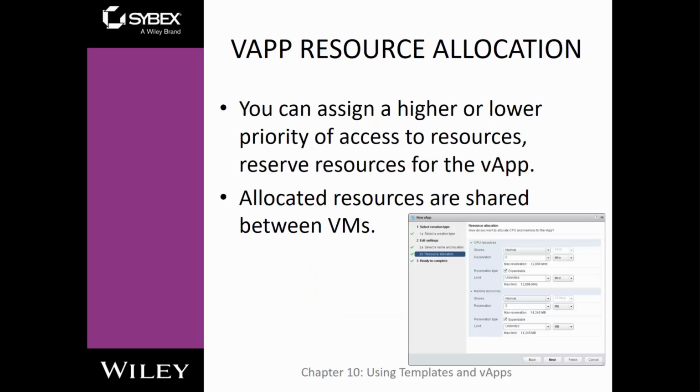We could do specific vApp resource allocation, so we can actually assign higher or lower priorities of specific resources reserved for the vApp specifically. So we can allocate resources that are shared between the VMs. We can say reservations. We can say how much is shared. We have finite control of the resource allocations for our vApps.